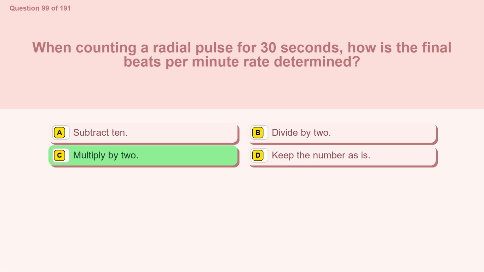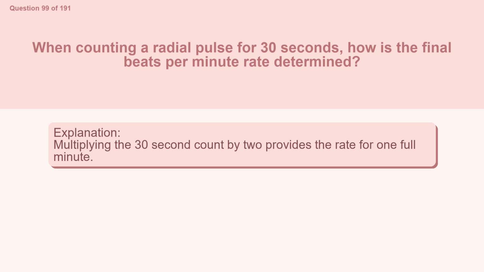The correct answer is option C, multiply by 2. Multiplying the 30-second count by 2 provides the rate for 1 full minute.